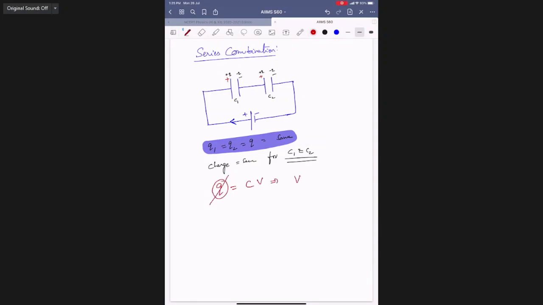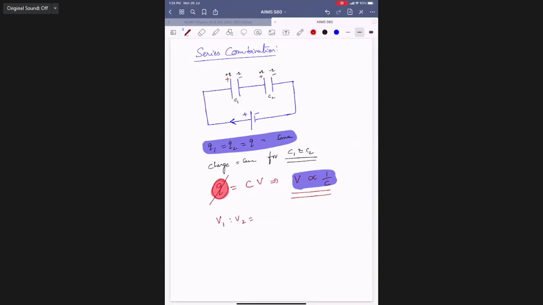This implies the potential difference across a capacitor is inversely proportional to its capacity. Q is constant, then V is proportional to 1 by C. This is very, very important. Got it?